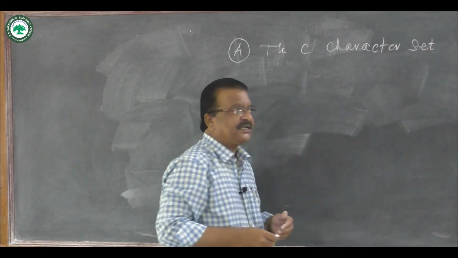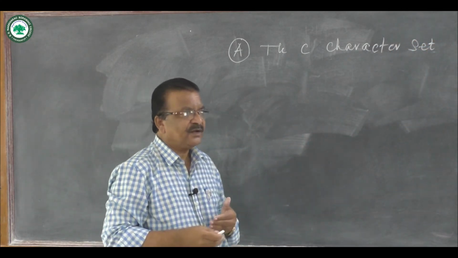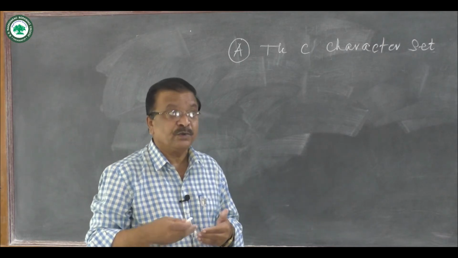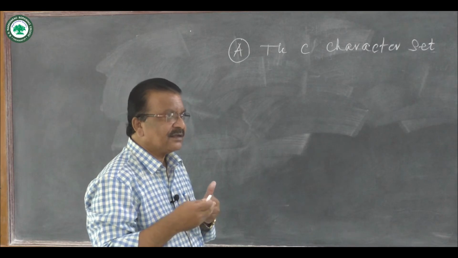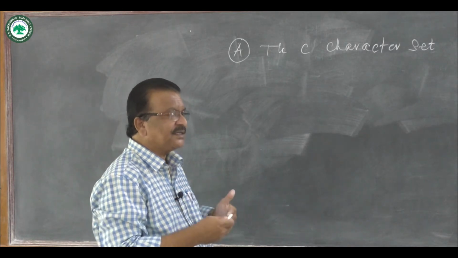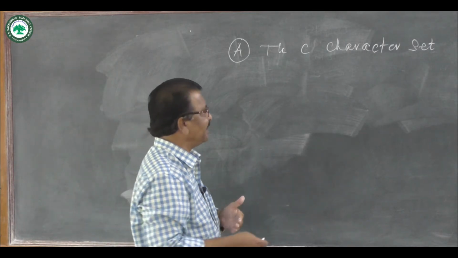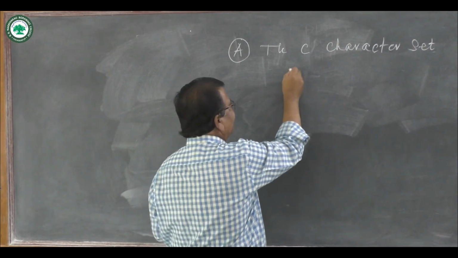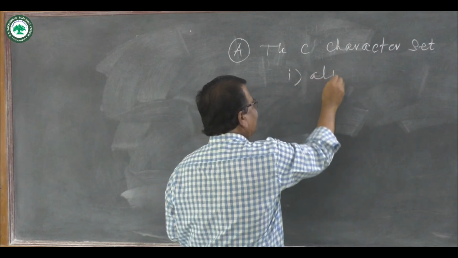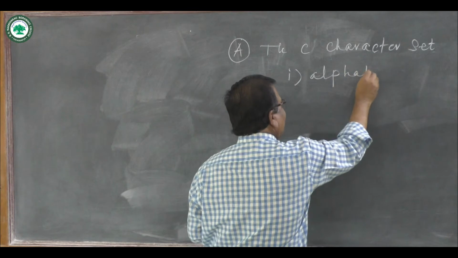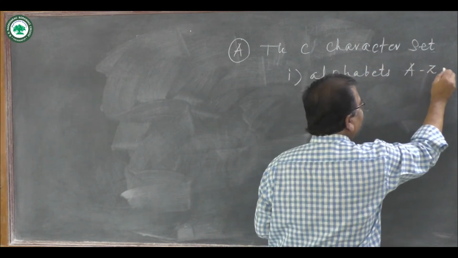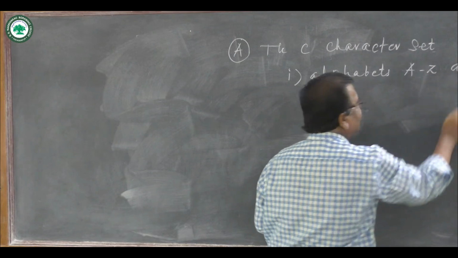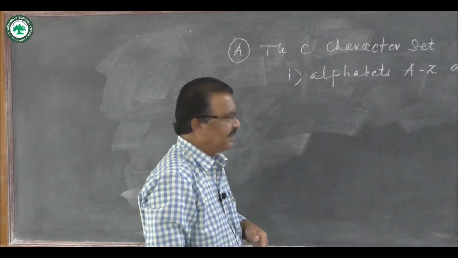If you want to write a C program, then which characters will you use in that program? In C, the characters that I am going to list are permitted. First one, all alphabets, uppercase A to Z and lowercase a to z, are permitted in C.